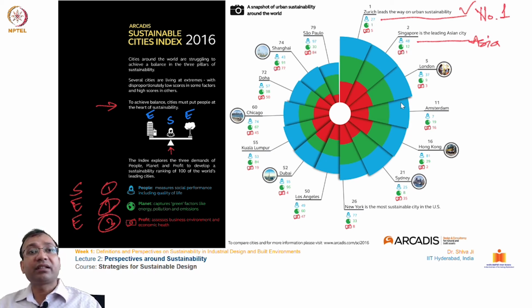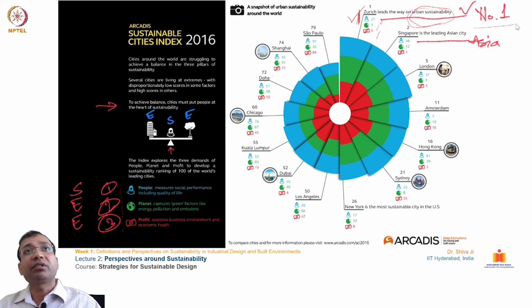So this slide talks about the city of Zurich, which has taken the position of number one and leads the way on urban sustainability. In terms of urban sustainability, Zurich has become a role model in today's context. Looking at the bifurcation of these ESG aspects, the people, planet and profit: on the people front it has received 27, on the planet front it has received 1, and on the profit front it has received 5. As a combination of these, it is kept at the number one position.